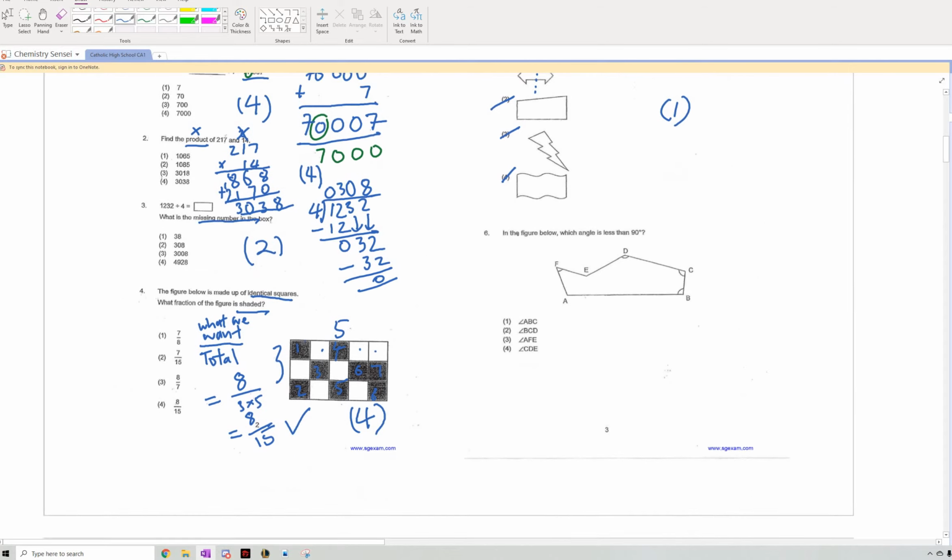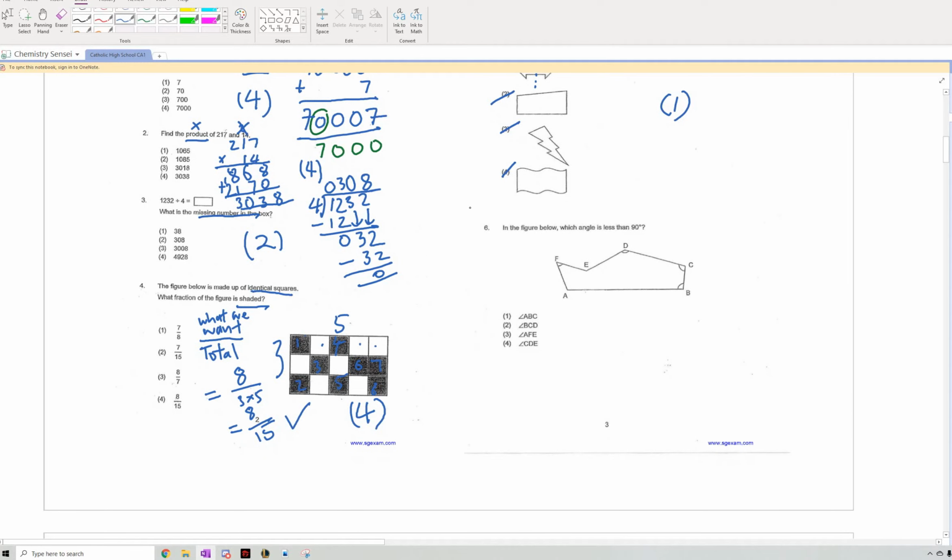Next, question 6. In the figure below, which angle is less than 90 degrees? So this is actually referring to acute angle. Acute angles are angles that are less than 90 degrees. It looks like this. A 90 degree is a right angle. A right angle looks something like this. Right angle.